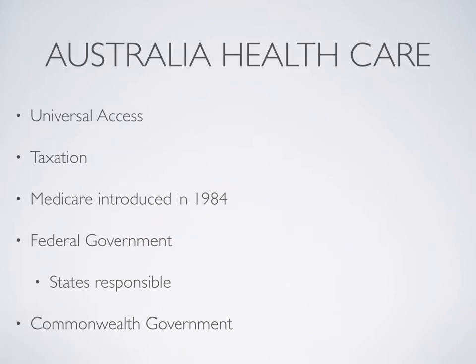In Australia, it's a universal access, the same thing as Europe. Everybody has access to it. Everybody is allowed to have a public insurance. Of course, they tax you just like in Europe. Australia does use Medicare, and it was introduced there in 1984. It is a federal government, meaning the states are responsible for it. So any part of Australia, the states are responsible for it, meaning the ones who are in power, who have money, are the ones in charge of what kind of healthcare coverage is provided to their fellow citizens, I guess.